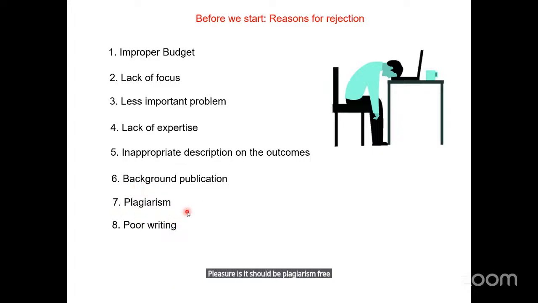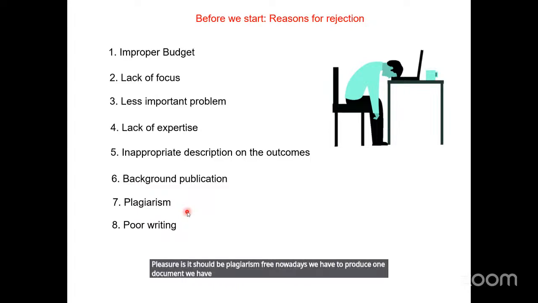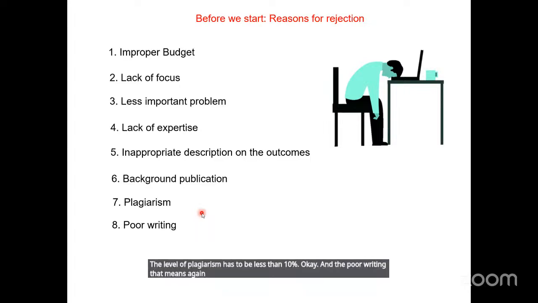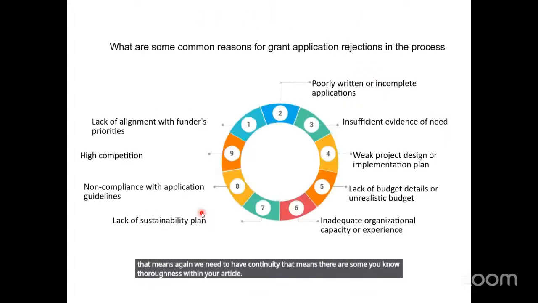Nowadays we have to produce one document certifying that this particular project proposal has not been copied from anyone, and the level of plagiarism has to be less than 10%. Okay. And poor writing, that means again we need to have continuity. That means there's some thoroughness within your article. So again, these are the common reasons.